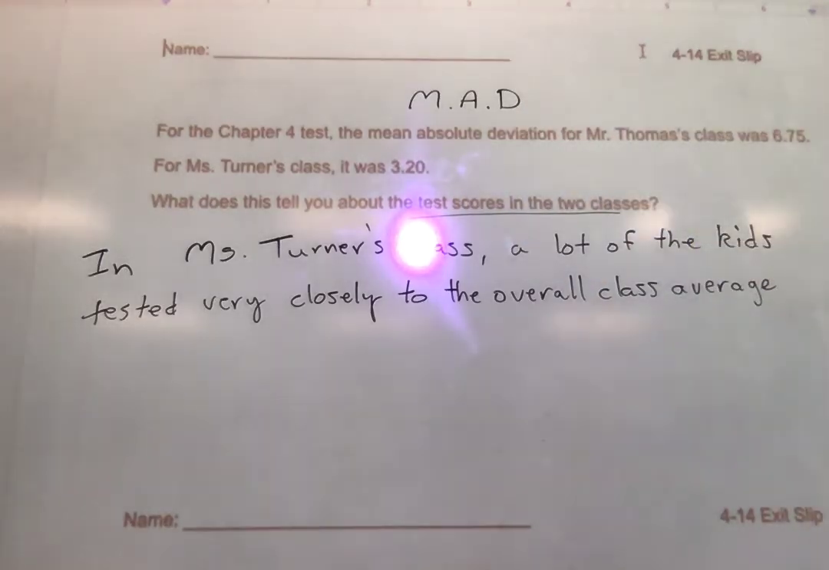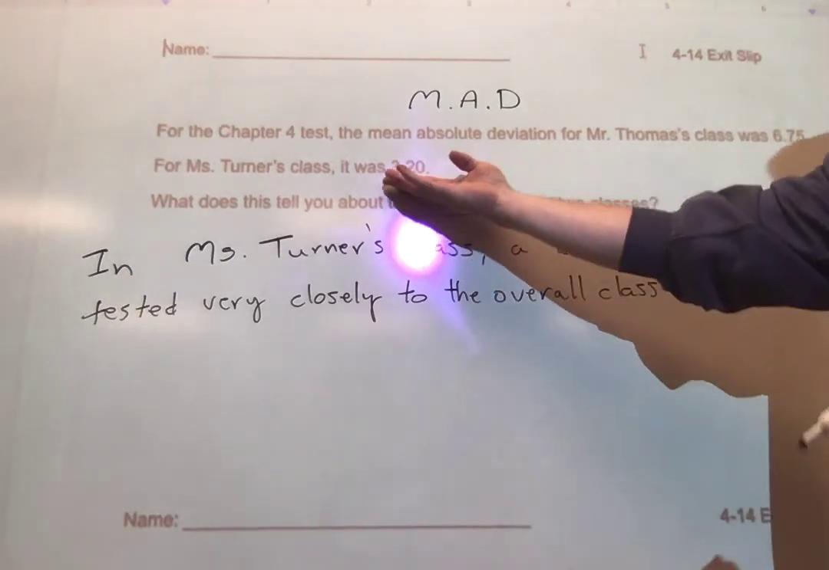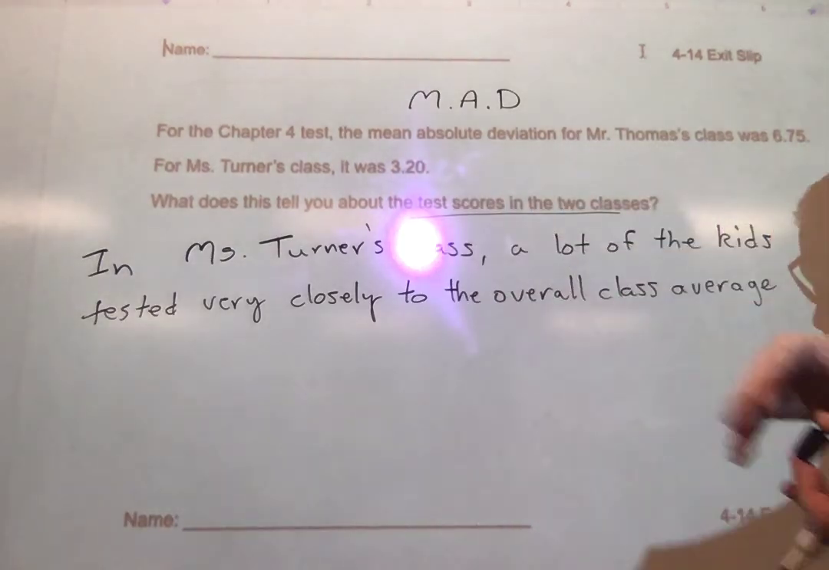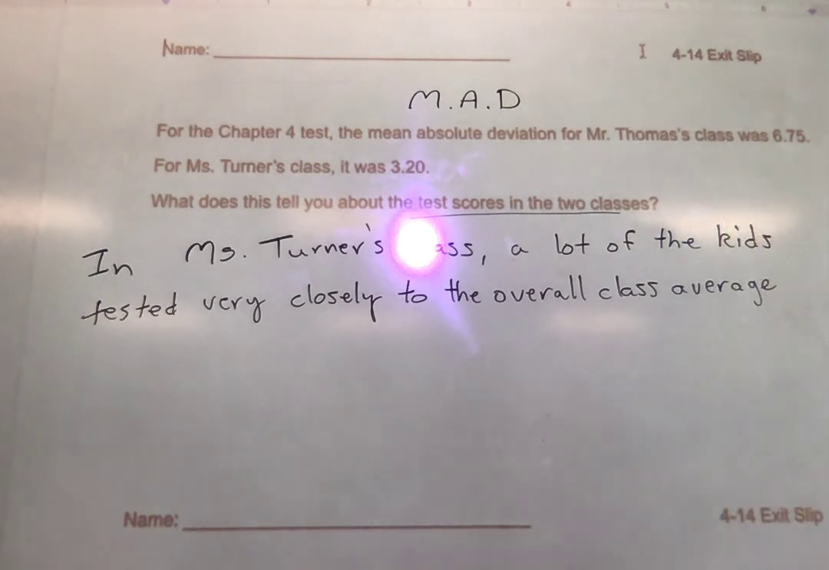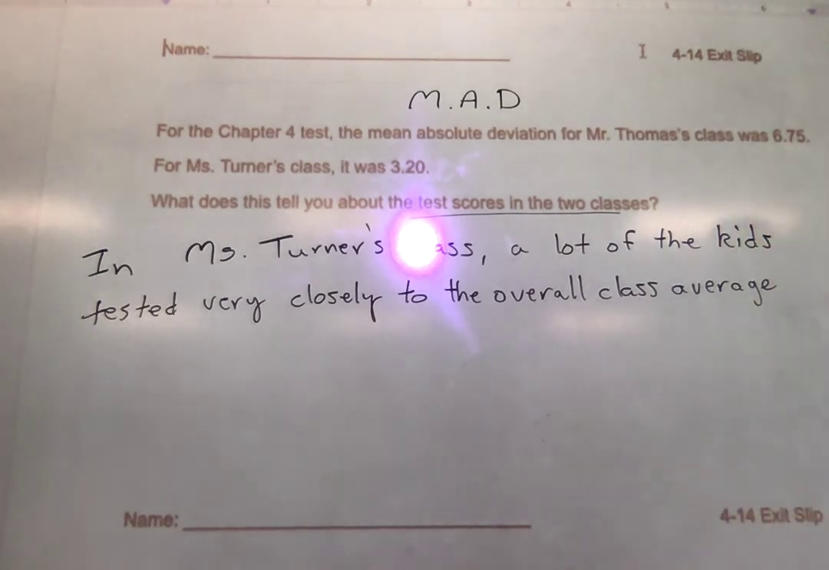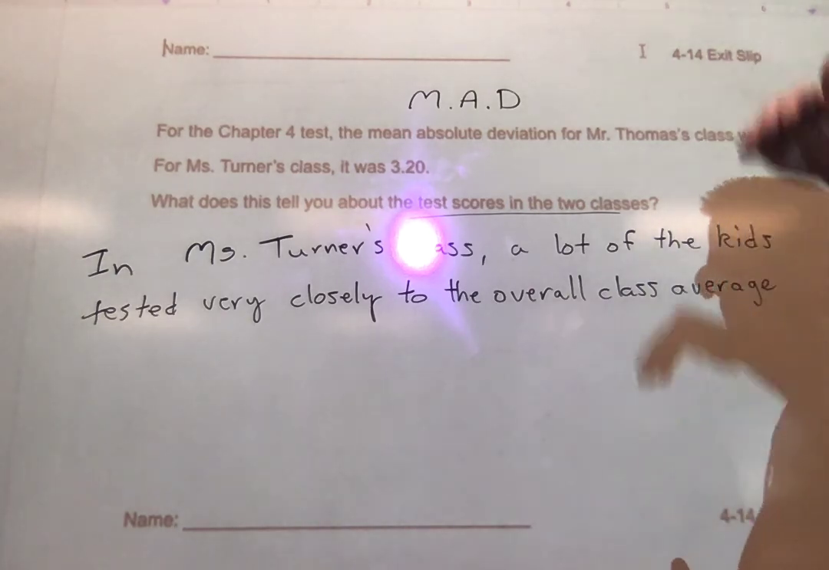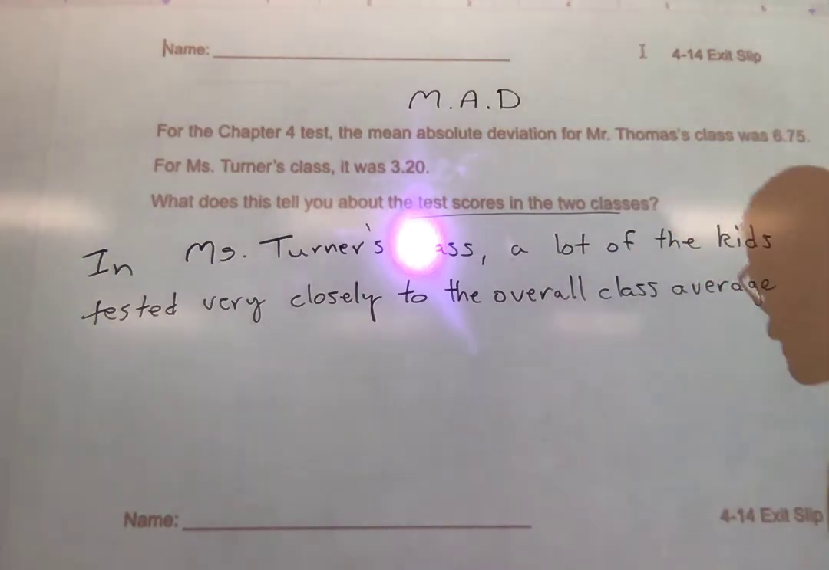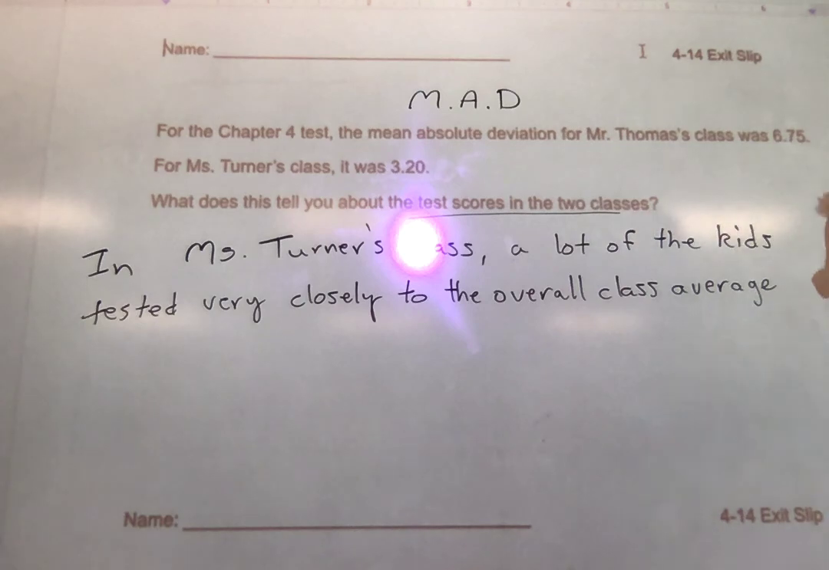All I know is that in this class, they all tested closer to the class average because their deviation's low. They don't deviate too far away on average when I average all those individual kids' deviations away from that initial class average for the whole class. Whereas this one, they would have some people that are further away. Either they did way better or way worse. We don't know for sure, but they definitely had some kids with more deviation away from the class average, maybe some more outliers that are a little further away.